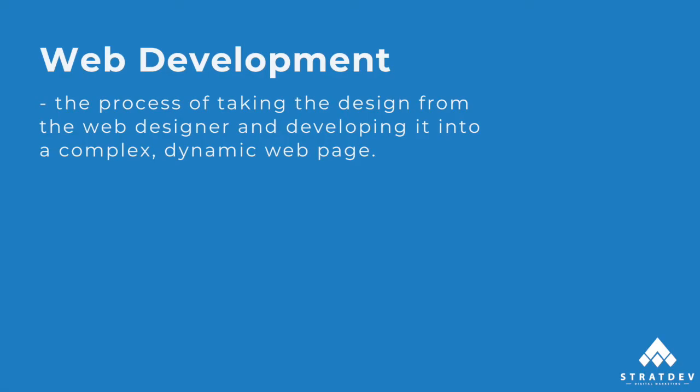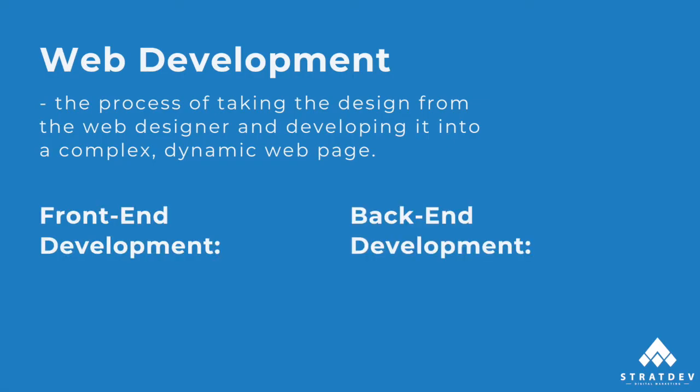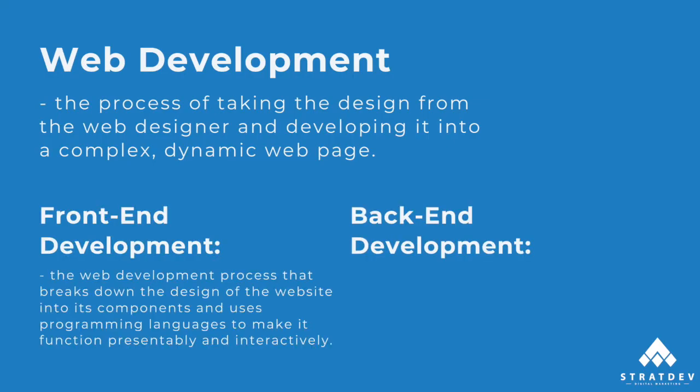Web development is the process of taking the design from the web designer and developing it into a complex, dynamic web page. This process can be broken down into 2 categories: front-end development and back-end development. Front-end development is the web development process that breaks down the design of the website into its components, such as the visual aspects of the website, the drop-down menu, the text, etc. And it uses programming languages such as HTML, CSS, and JavaScript to make it function presentably and interactively.